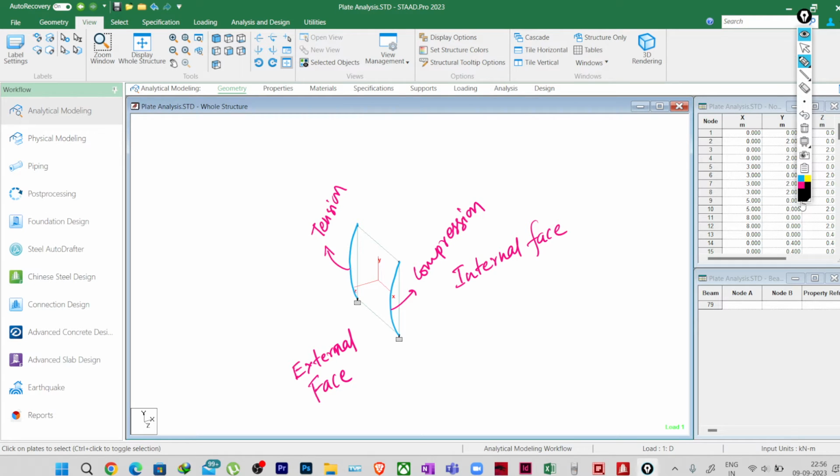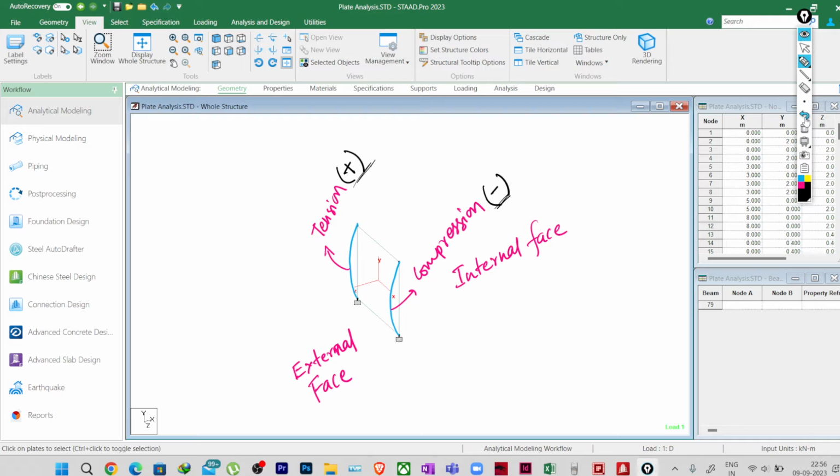What is the sign convention? As Z is the outward direction, the tension will be positive and the compression will be negative. Because this is the inner face, the inner face will be under compression, so it is going to be negative, because Z is outward. The outer face will be under positive value. Now if it is under tension, tension will be positive, correct?